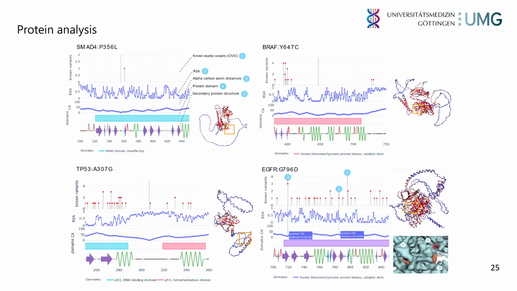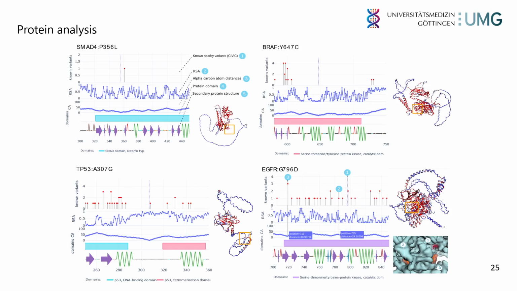So let's take a look at how we can actually use the protein annotations of AdaGenes to interpret unknown variants. Here we have 4 examples of variants, which are all labeled as variants of unknown significance in the ClinVar database. OncoPus provides a visualization of the whole protein, including known pathogenic nearby variants, the relative accessible surface area, the alpha-carbon atom distances from each amino acid in the protein relative to the mutated site, protein domains, as well as the secondary protein structure. In addition, we have a 3D visualization of the main select transcript, which is colored according to the average pathogenicity prediction by AlphaMissense at each position of the protein.